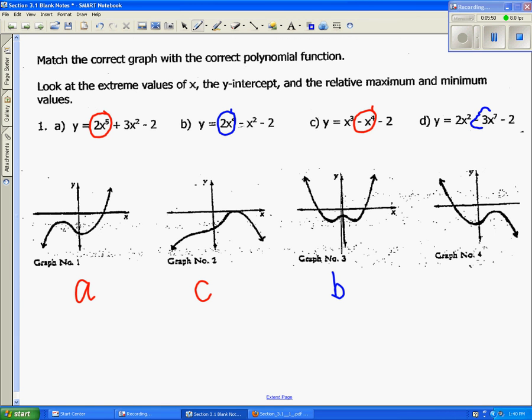Leading term in this one is right here. Well, that marker's messed up. So this is my leading term, and I'm going to say this 7 is odd, so they finish in opposite directions, and it finishes down, so that's going to be my D.